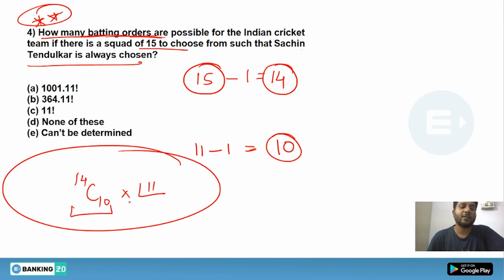Once you select 11 players, because one player has already been chosen, you have 11 players after choosing the next 10 players. While getting all the 11 players, you will say that all the 11 players can bat on all the 11 positions available. So factorial 11 will also be there. After solving this question, you will get the answer as 1001 into factorial 11.